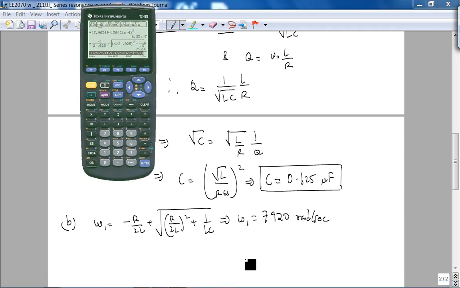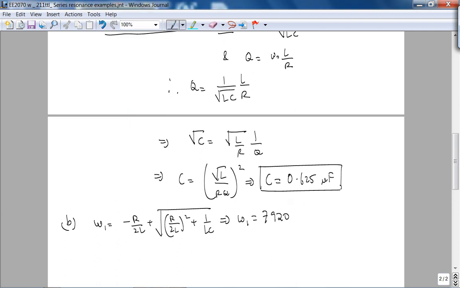Now that's the answer in the back of the book. Actually, let me just fix this precedence here, in the sense that I want to be sure the precedence is correct. Yeah, 7920.4, because I want to make sure it's 4 divided by 2 times 0.025. So let's fix this. 7920.4 radians per second. Okay, that's omega 1. Always box the answers with units where appropriate.